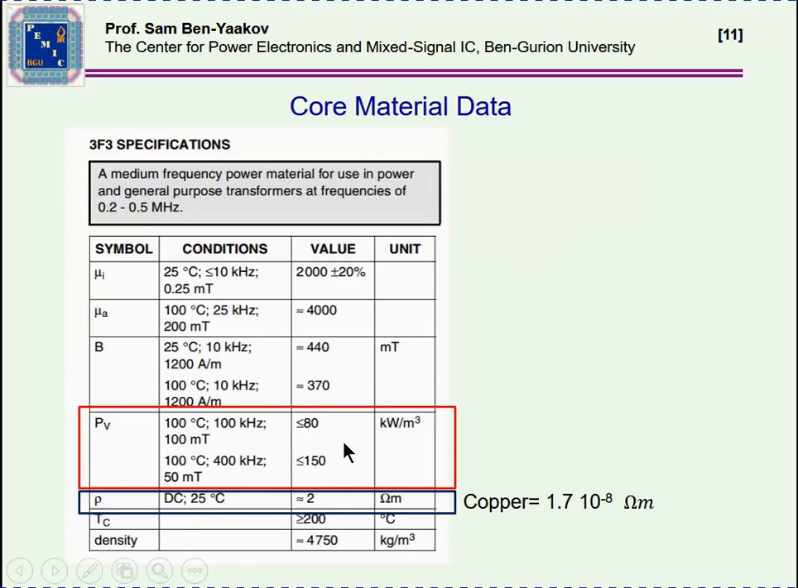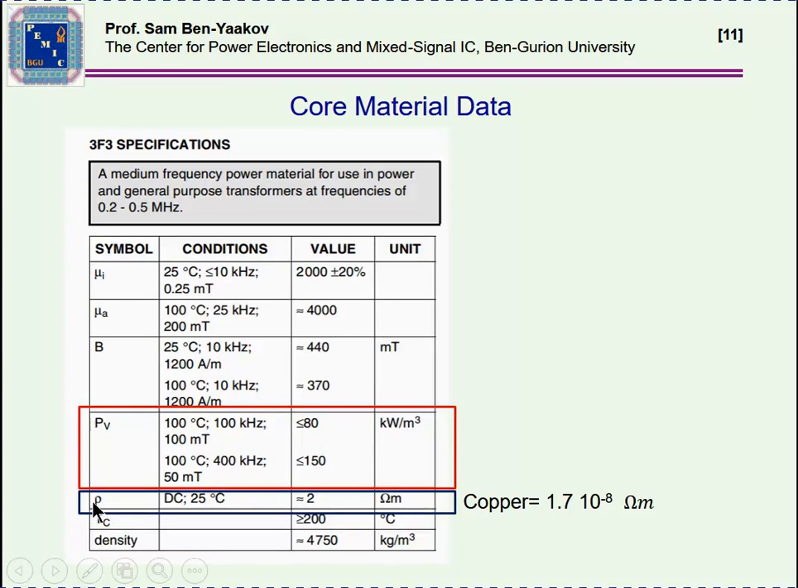Information is also given in the form of tables. In here, for example, again, I'm just using this 3F3 as an example. There's no solicitation here, of course. For example, these losses for 100 degrees, 100 kilohertz, delta B or Bmax of the AC excitation, I should say, 100 millitesla, will be lower than 80 kilowatt per meter cube. And here's for another condition.